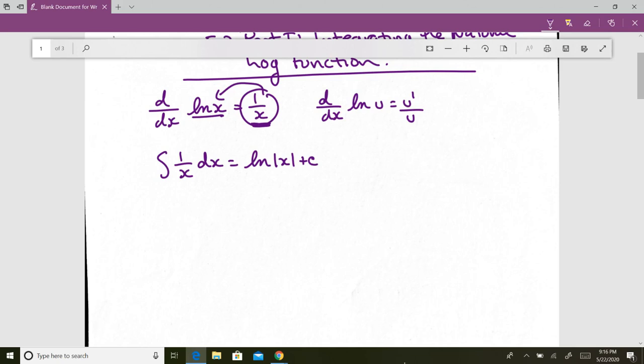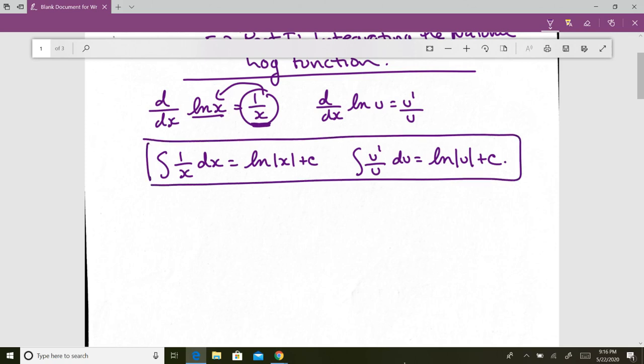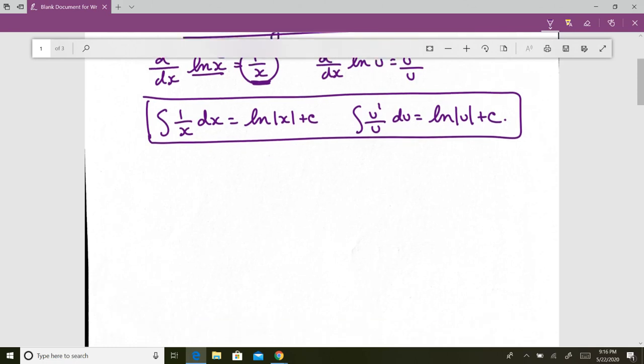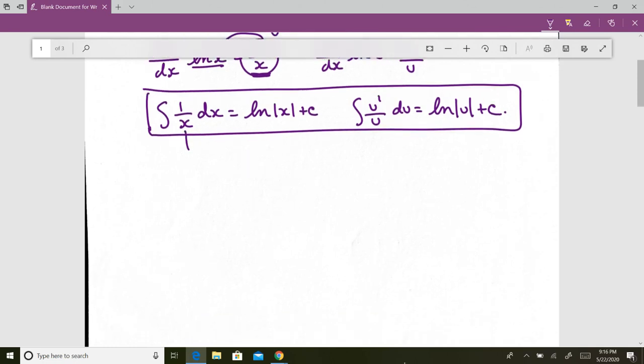And it works just the same for this. If you have a function that is set up with u primed over u du, then you should get the natural log of the absolute value of u plus c. Those are your two integrals. So the whole point of when you're solving these is to make them look like one of these guys.